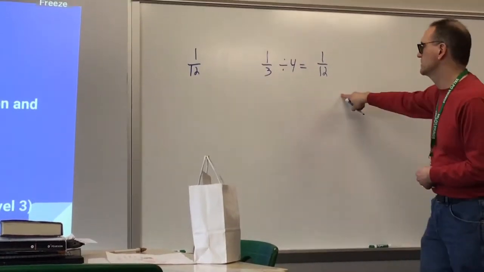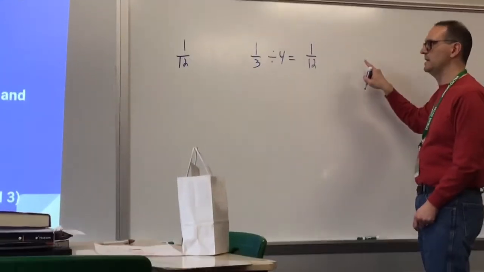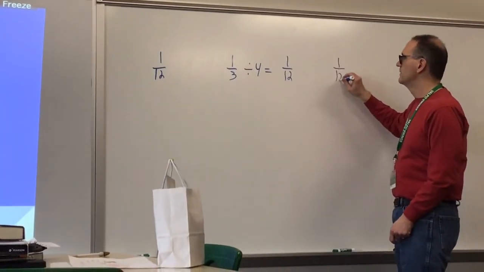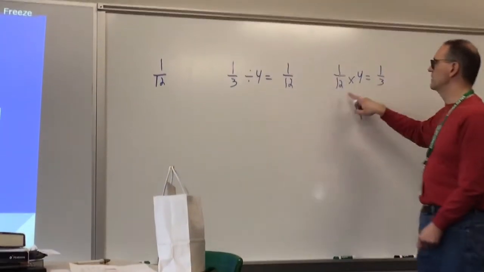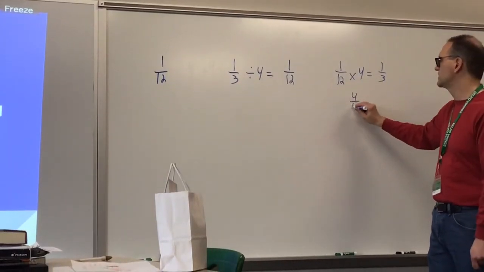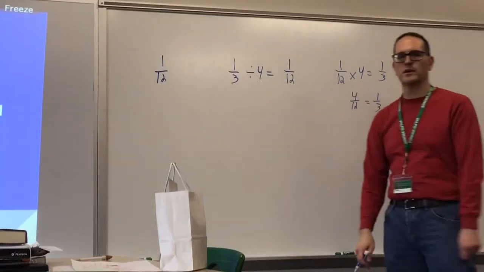Let's look at our reverse just to make sure. So if 1/3 divided by 4 equals 1/12, then that means that 1/12 times 4 equals 1/3. Is that true? 1/12 times 4, that gives us 4/12, and that reduces to 1/3. So there we are, right?